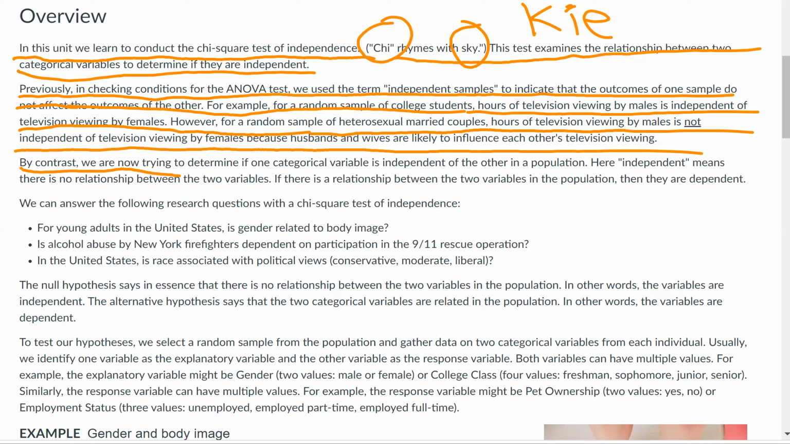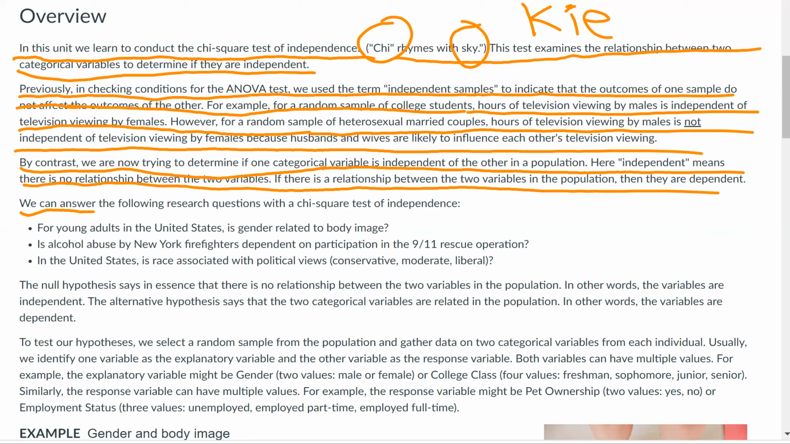By contrast, we are now trying to determine if one categorical variable is independent of the other in a population. Here, independent means that there is no relationship between the two variables. If there is a relationship between the two variables in the population, then they are dependent. We can answer the following research questions with the chi-square test of independence.